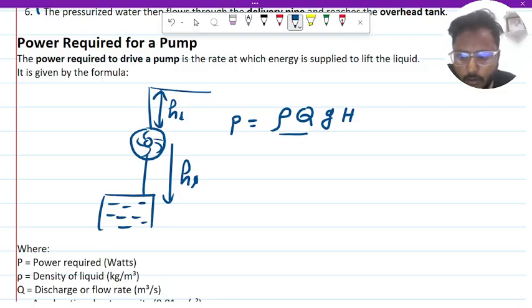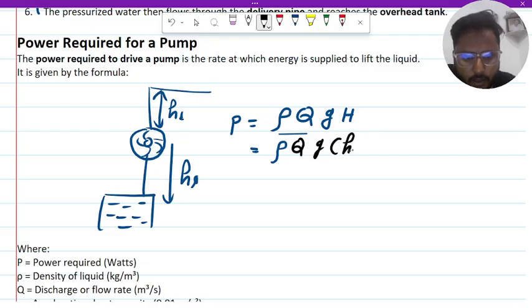And we can write, what is rho? Rho is the density. Q we can write as volume per second. Not area here, area will be considered in the reciprocating pump. Here it is the Q. Q means volume per second. And H we can write in the form of HS plus HD.